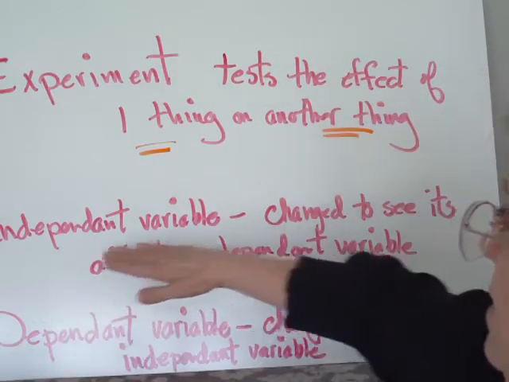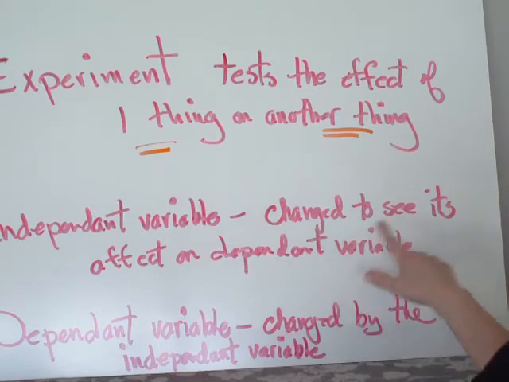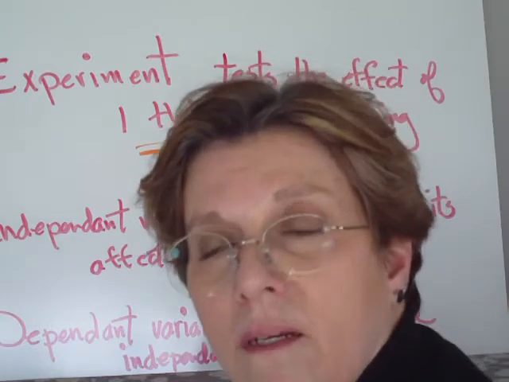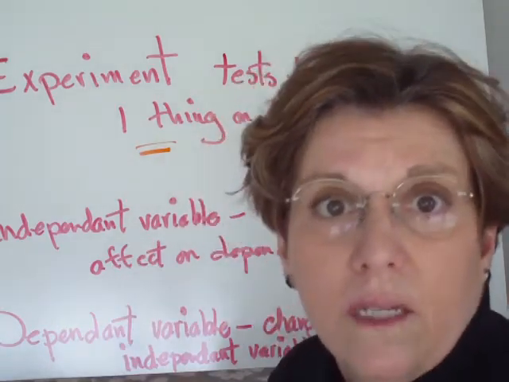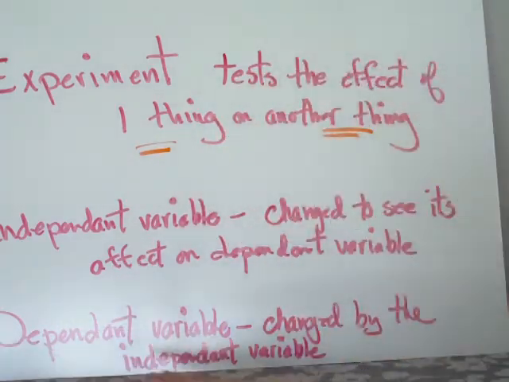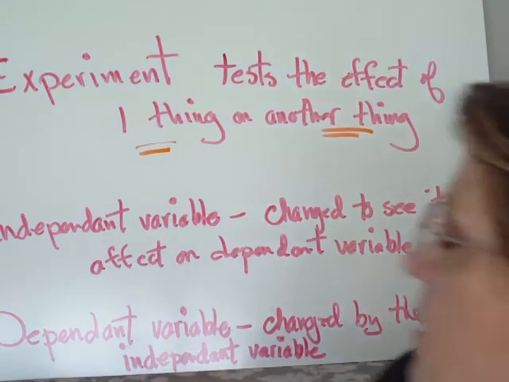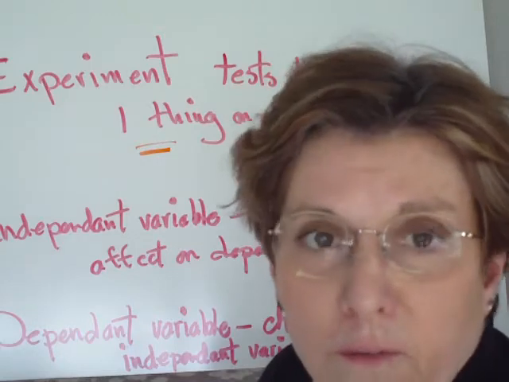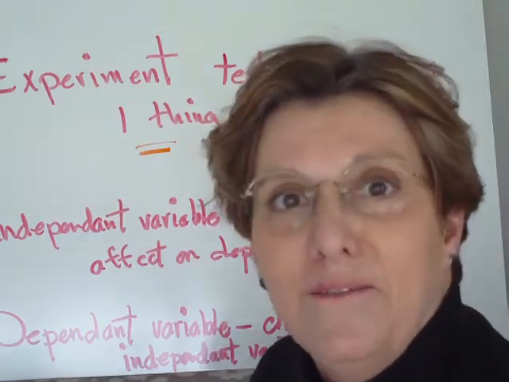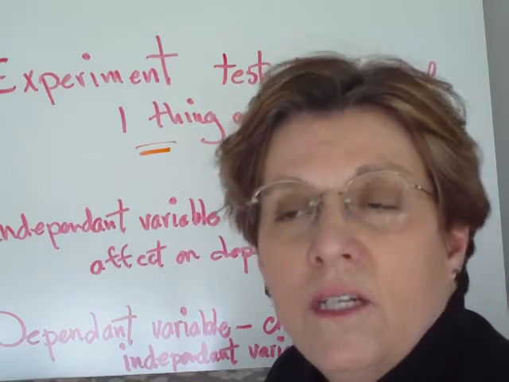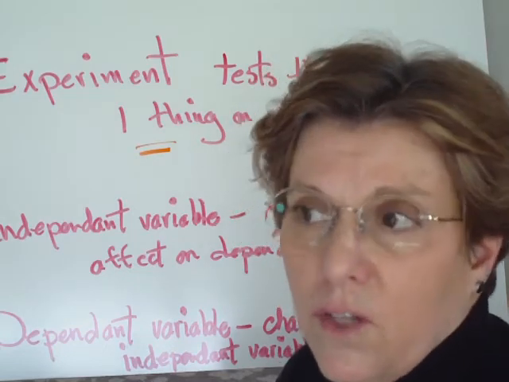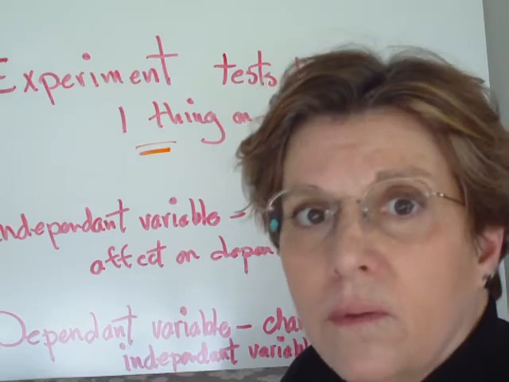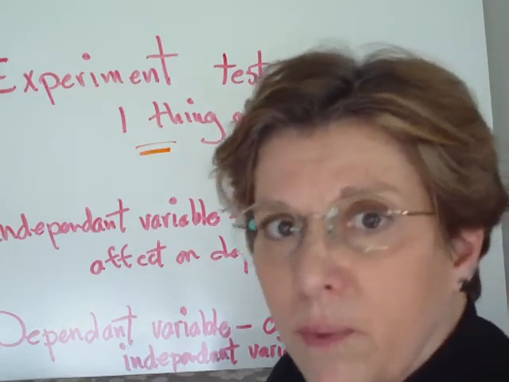So, we have an independent variable. An independent variable is changed to see its effect on a dependent variable. So in our case, with our plant fertilizer experiment, our independent variable is the fertilizer. So we're going to check to see how fertilizer affects plants. That's our independent variable. Dependent variable: changed by the independent variable. So again, since we are testing the amount of fertilizer on plants, the poor plants are the dependent variable. We're changing the amount of fertilizer to see its effect on the plants, so the plants are dependent upon the amount of fertilizer they receive. So for our example, the independent variable would be the fertilizer, and the dependent variable will be the plants.